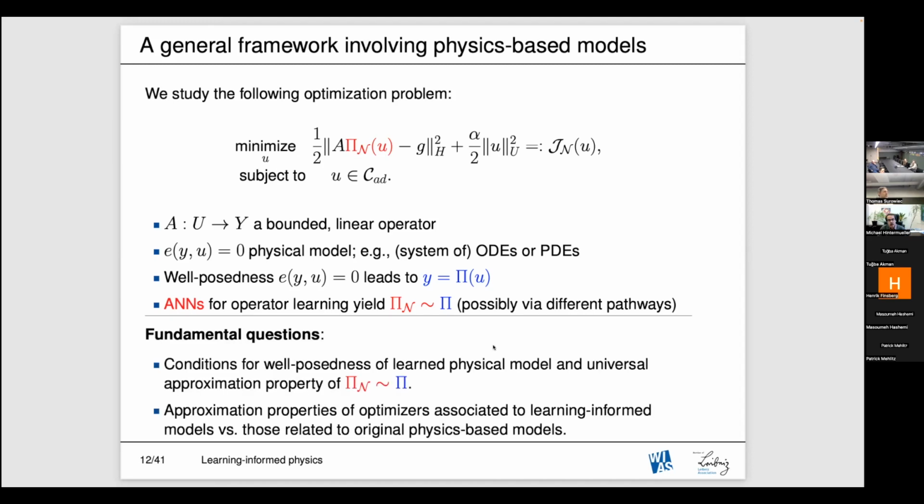What could be several immediate questions? Of course, there are many. I'll just highlight two here. Well, first of all, of course, you may wonder what are the conditions for well-posedness of the learned physical model, and how does it work in view of universal approximation theory when it comes to the operators pi_n versus pi. And of course, other aspects could be approximation properties of optimizers, qualitatively or quantitatively, of the learning model versus those related to the original physics-based models. And of course, this goes on to higher order information, first or second order information as well.